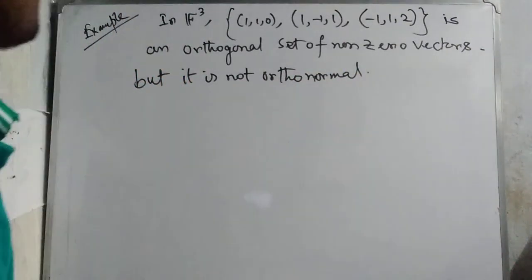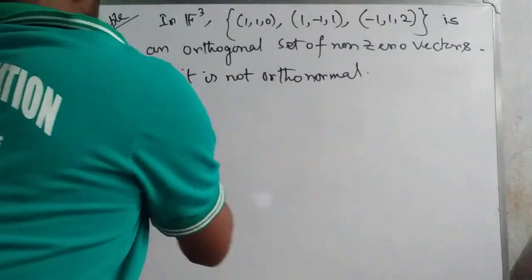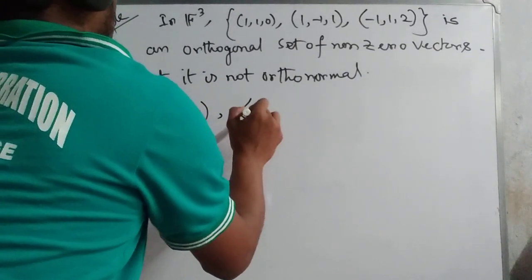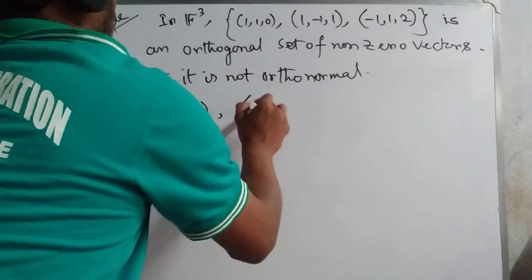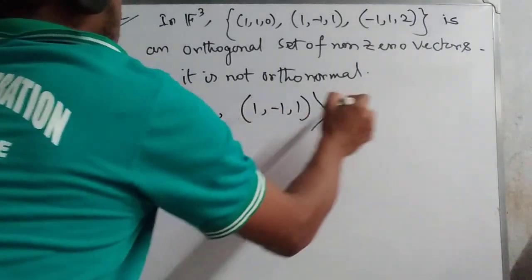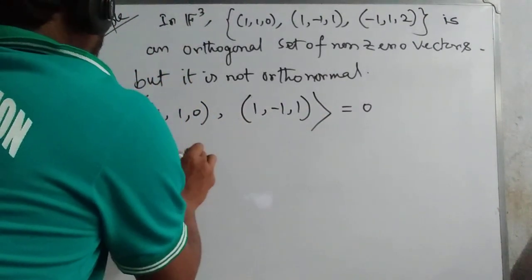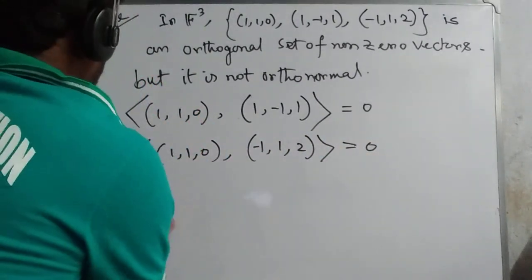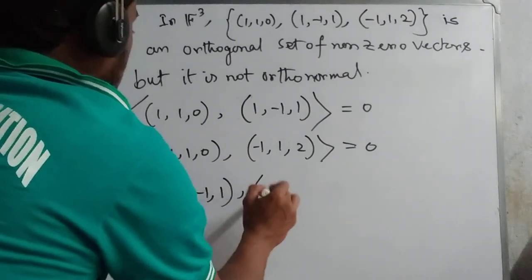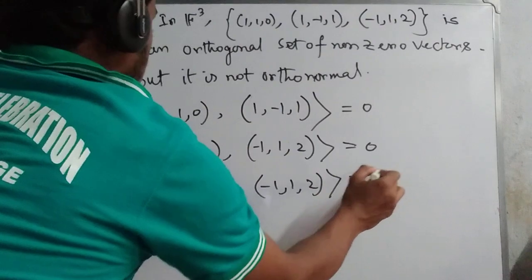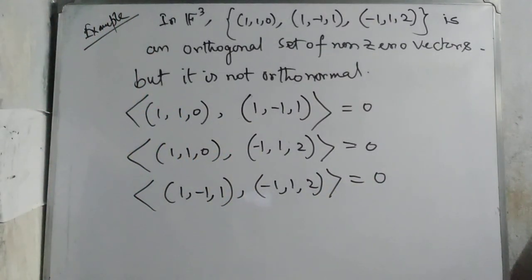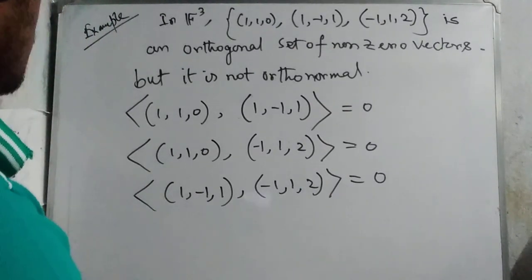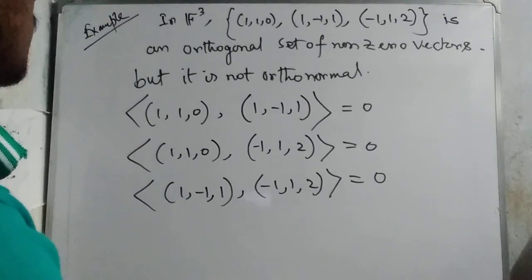How does this happen? The inner product of (1,1,0) and (1,-1,1) is 0. Again, (1,1,0) and (-1,1,2) give 0. Again, (1,-1,1) and (-1,1,2) give obviously 0. Then we say they are an orthogonal set of non-zero vectors. But why is it not orthonormal?